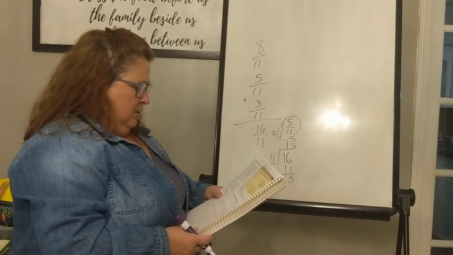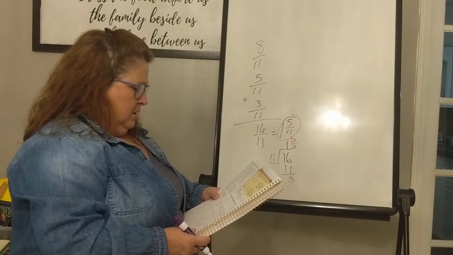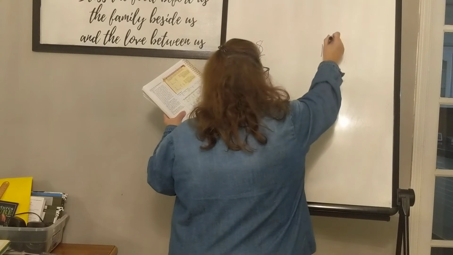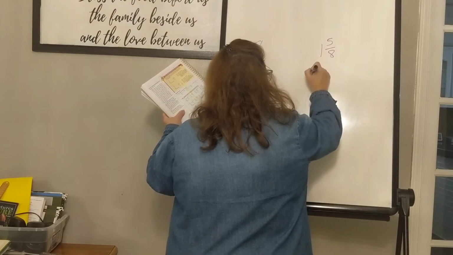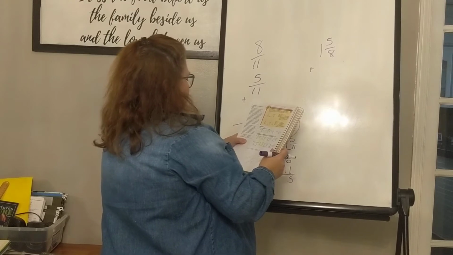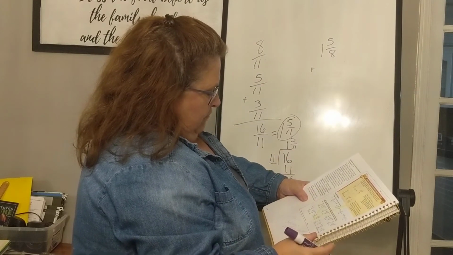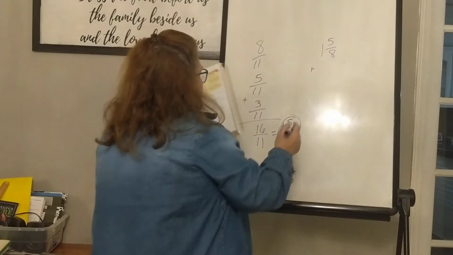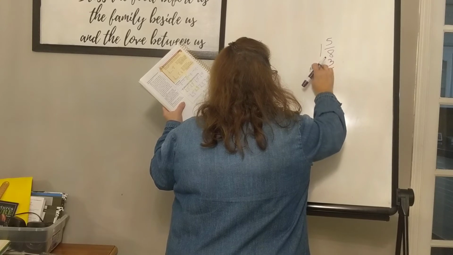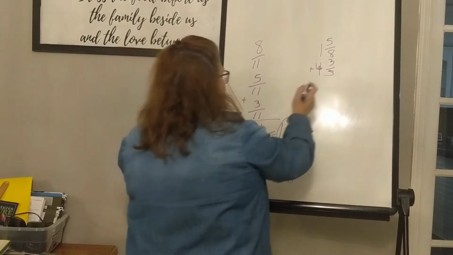Let's go ahead and look at letter E. We have 1 and 5/8 plus 4 and, these numbers are so tiny in here, 4 and 3/8. And then just 3/8 again.